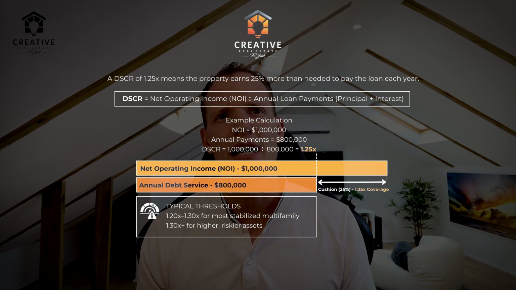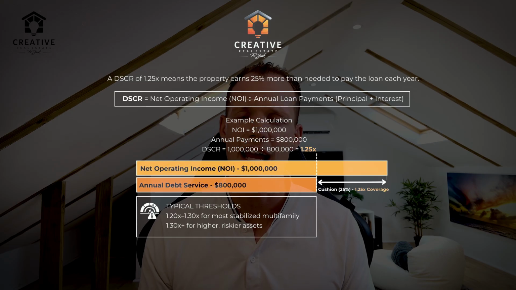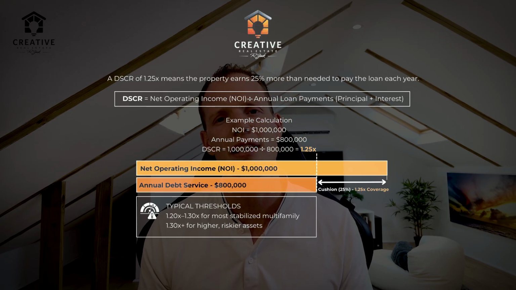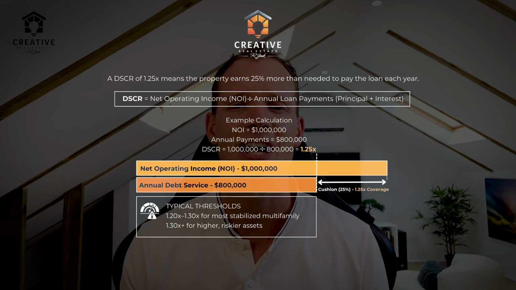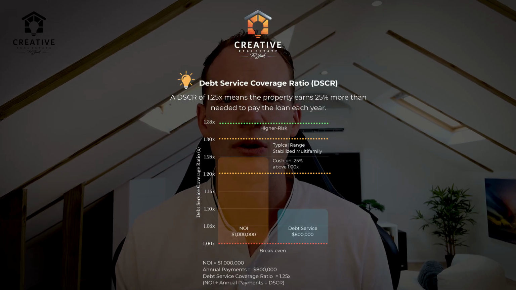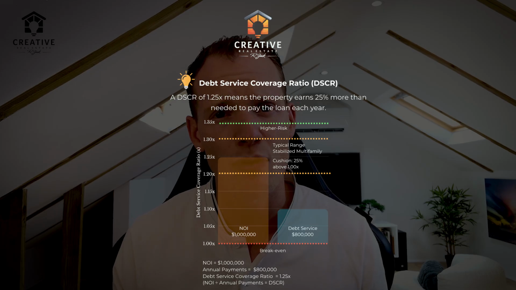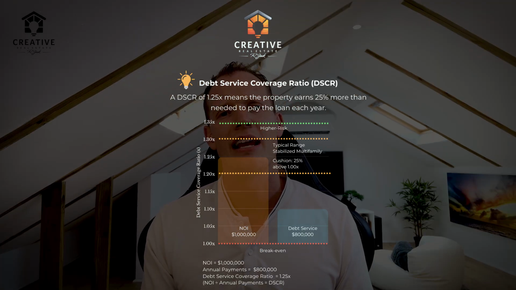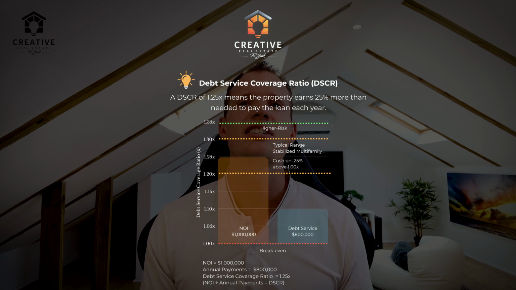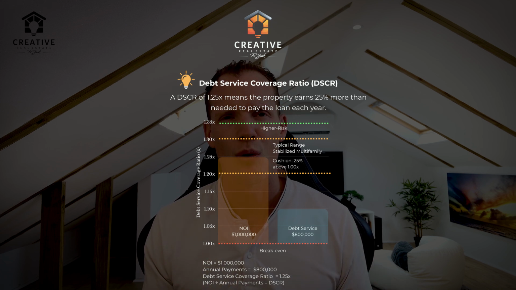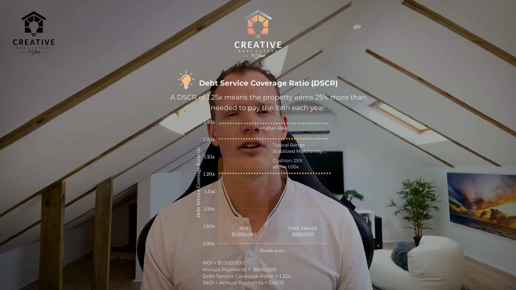An example would be a debt service coverage ratio of 1.25x. That would be calculated as the NOI of $1 million, and assuming that the debt service payments, including interest and principal, work out to $800,000. Typical thresholds for debt service coverage ratios can be anywhere between 1.15 times all the way up to 1.4 times, depending on the lender, who they are, and the risk inside of the deal. A DSCR of 1.25x essentially means that the property earns 25% more than it would need to cover its debt obligations. You can see this illustrated really beautifully here on the chart.